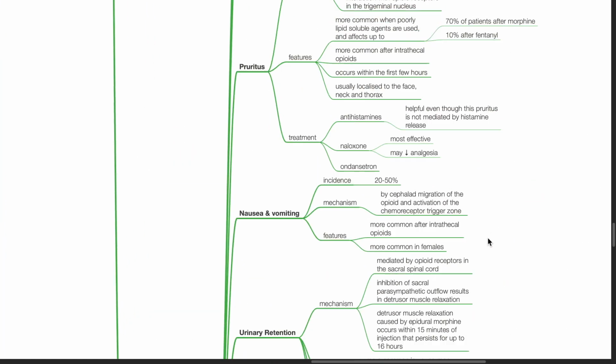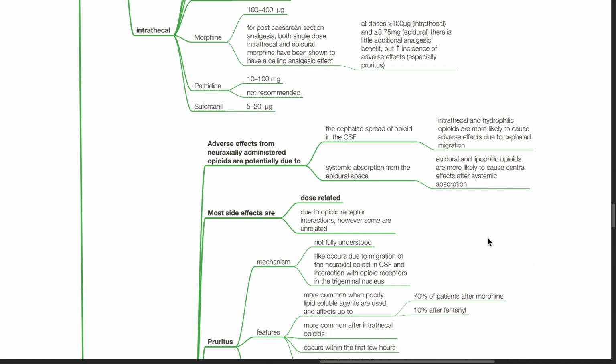Adverse effects of neuraxial opioids. Adverse effects from neuraxially administered opioids are potentially due to the cephalad spread of opioid in the CSF. Intrathecal and hydrophilic opioids are more likely to cause adverse effects due to cephalad migration. Adverse effects can also be due to systemic absorption from the epidural space. Epidural and lipophilic opioids are more likely to cause central effects after systemic absorption. Most side effects are dose-related due to opioid receptor interactions, however some are unrelated.